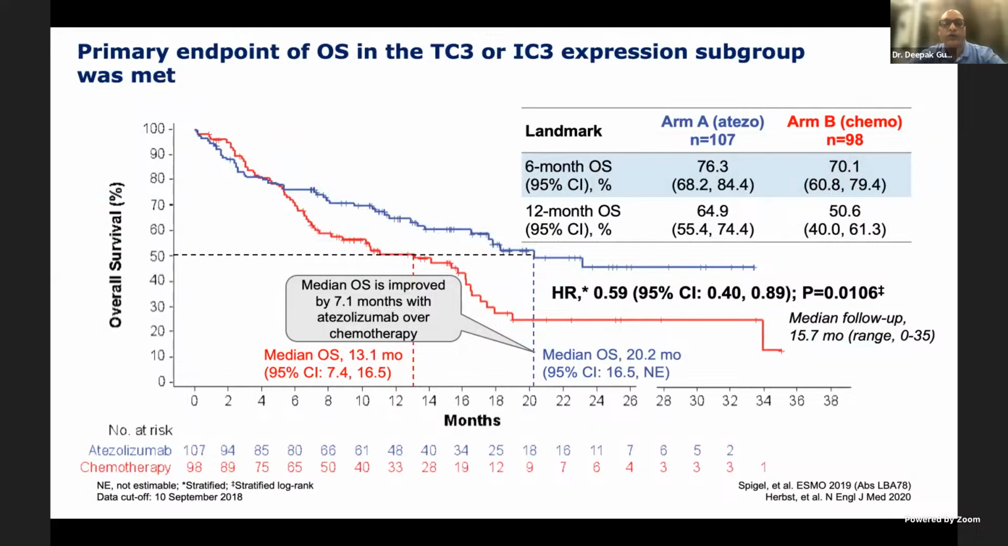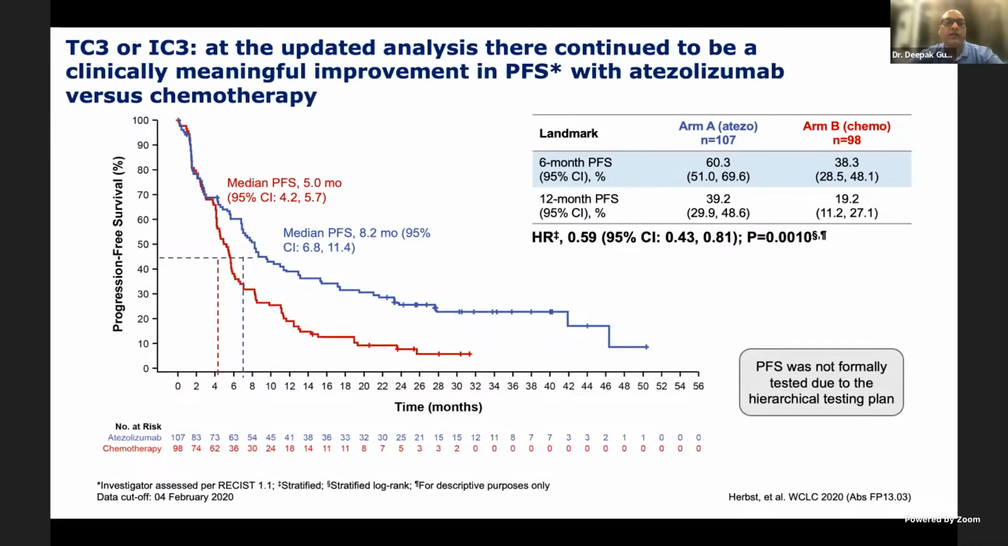So the primary endpoint of overall survival in the high PD-L1 expression subgroup, that is TC3 or IC3 expression, was met. The median OS was 20.2 months as compared to a median OS of 13.1 months, improved by 7.1 months with a hazard ratio of 0.59. In the TC3 or IC3 subgroup, the updated analysis continued to show clinically meaningful improvement in PFS, 8.2 months versus 5 months with a hazard ratio of 0.59 with atezolizumab, but it was not formally tested due to the hierarchical testing plan.